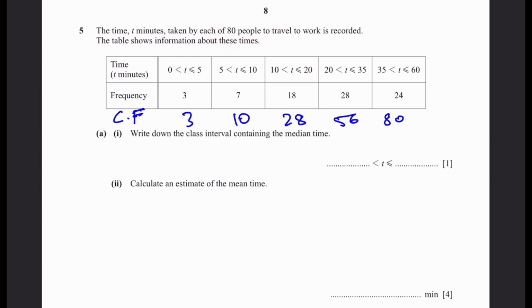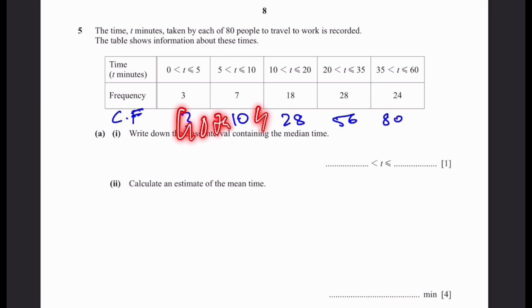So where is the 40th and 41st time? Of course, it's going to be between 28 and 56, so it'll be in this group. The class interval is 20 less than t less than or equal to 35. Let's go to part 2. Calculate an estimate of the mean time. So to find the mean time, we need to multiply f times x.